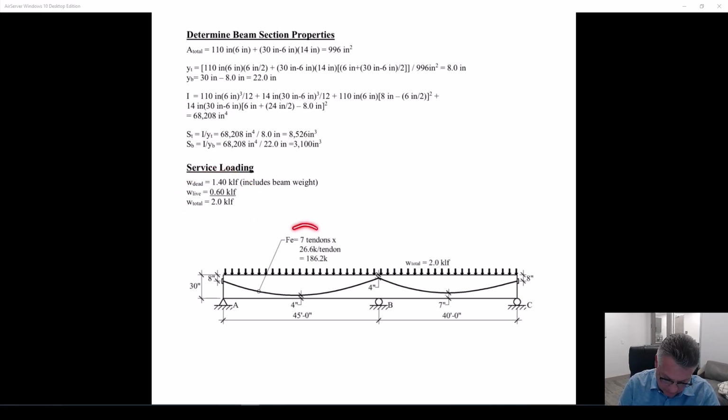This beam has 7 tendons, and at the end of this lecture, I'm going to talk about where this 26.6 kips per tendon comes from. But for right now, just take that as a given, which gives us 186.2 kips of tension force in these tendons. 45-foot span, 40-foot span. For all practical purposes, the closest we can get in a beam to the edge of the beam, we take the tendon center of gravity, is about 4 inches.